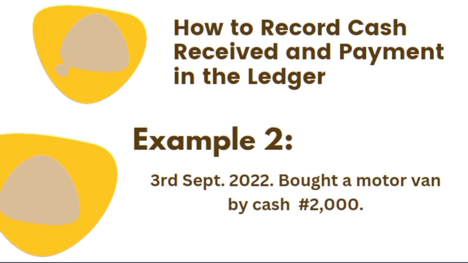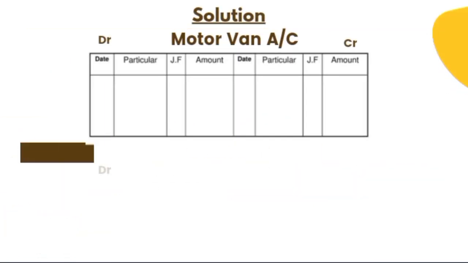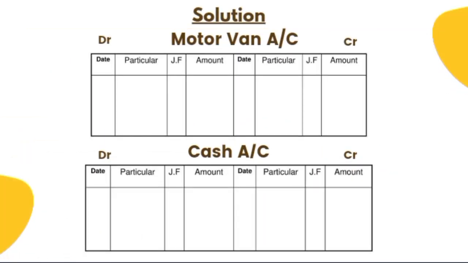Example 2. On 3rd of September 2022, the company bought a motor vehicle by cash for 2,000 naira. Now, the two accounts involved in this transaction are the motor vehicle account and the cash account.